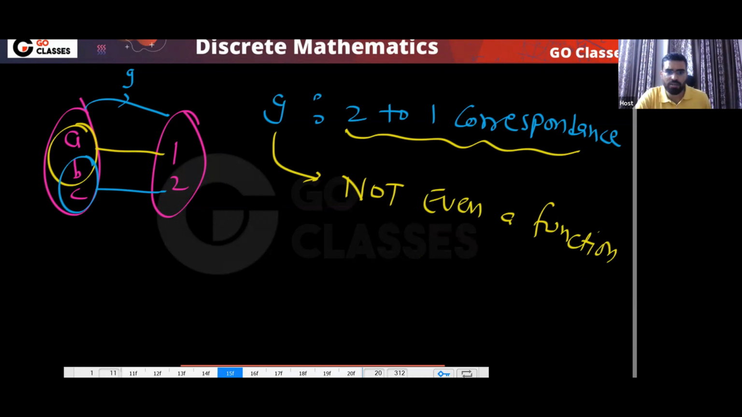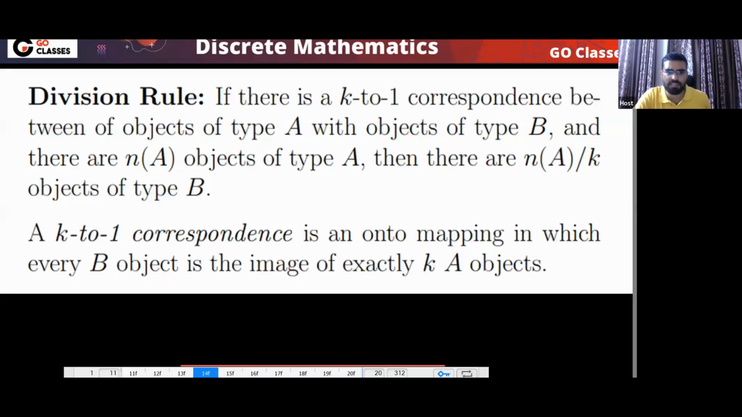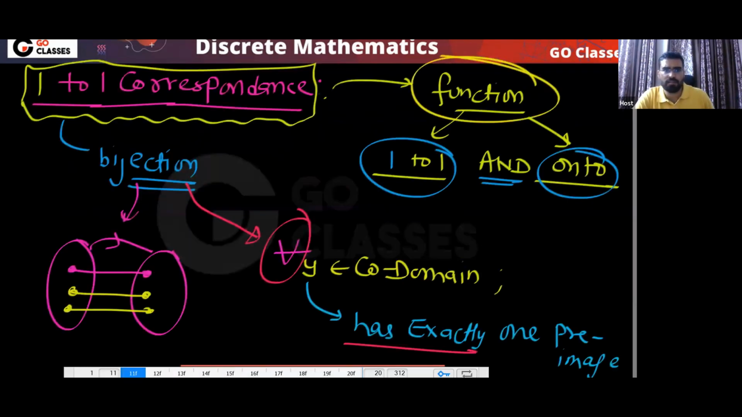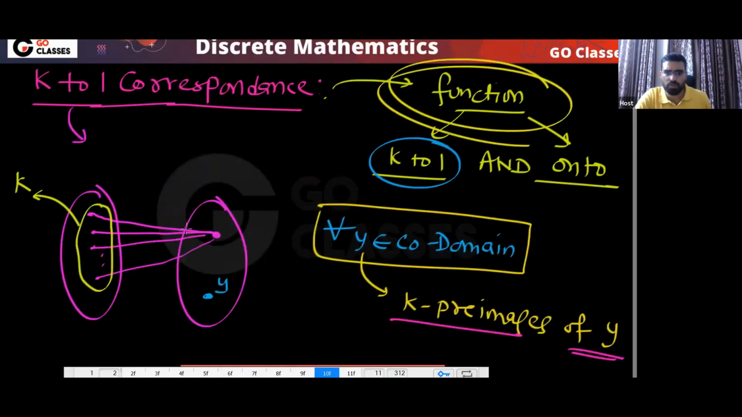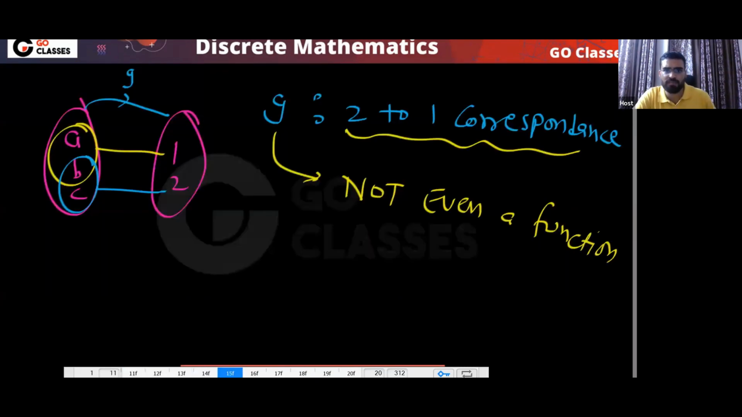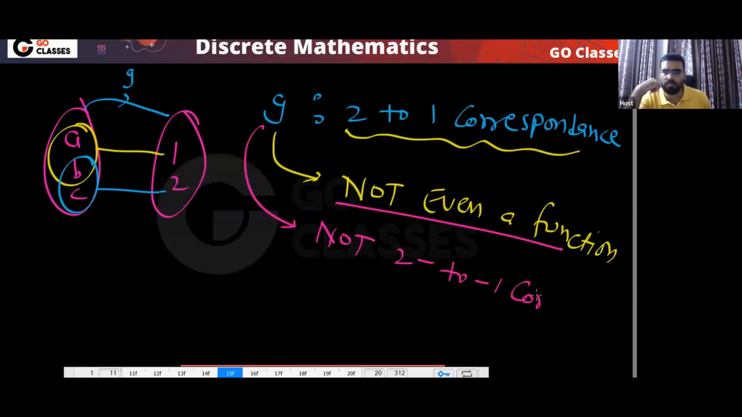Remember, I told you this correspondence is a function. It should be a function. So bijection is a function, 1-to-1 is a function, k-to-1 is a function. These things are functions. So this G is not even a function, and so I can say this is not a 2-to-1 correspondence. So don't make this mistake. This is not even a function.